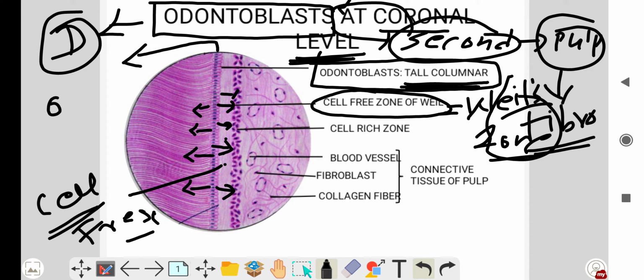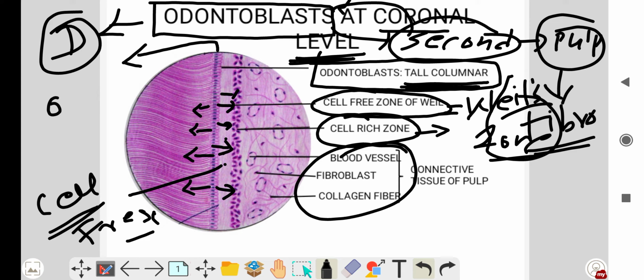The cell rich zone has numerous blood vessels, fibroblasts and nerve fibers. Blood vessels, fibroblasts and collagen are the connective tissue of the pulp.